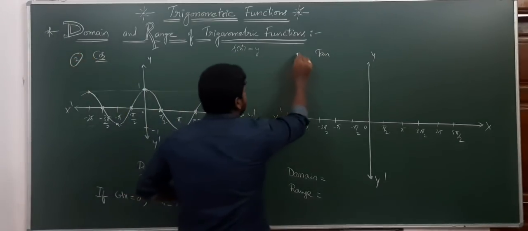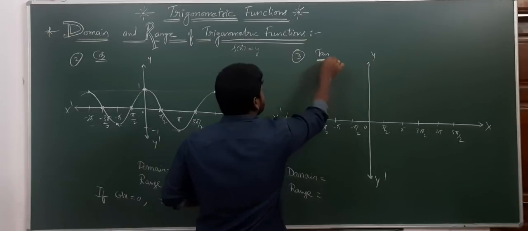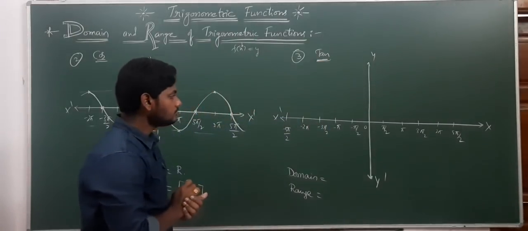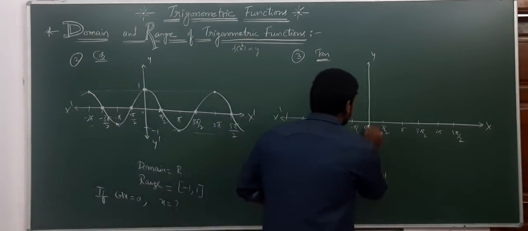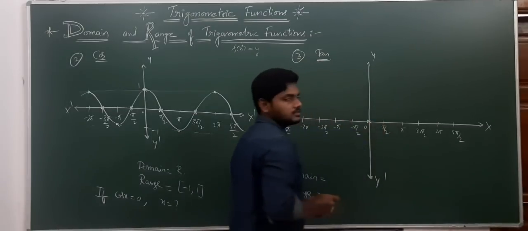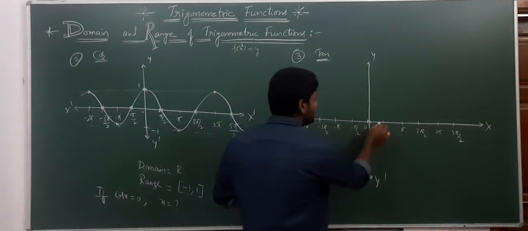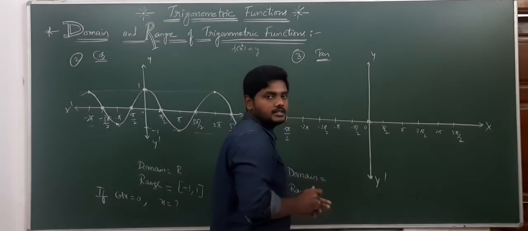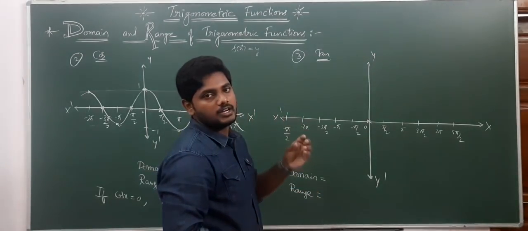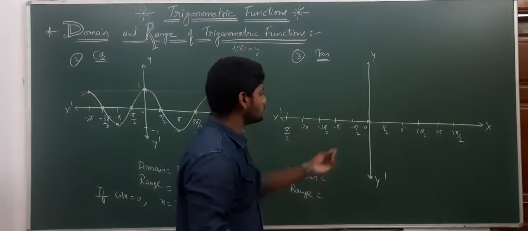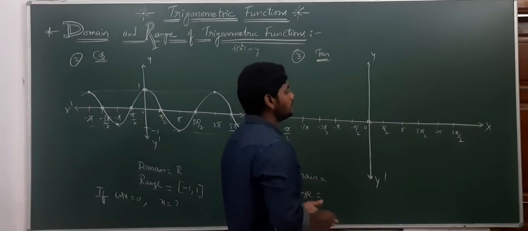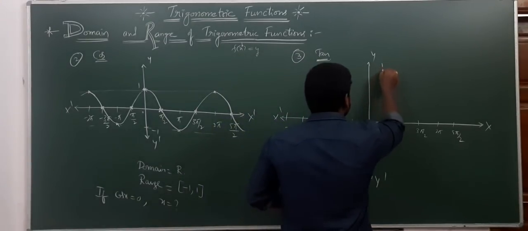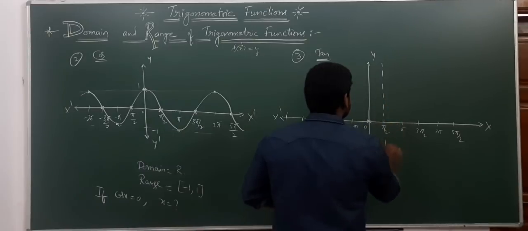Now, what about tan? The tan function? We know tan 0. What is tan 0? Tan 0 means 0. Tan pi by 2, tan 90. Remember the trigonometric function values. What is tan pi by 2? Tan pi by 2 is nothing but undefined. Observe this.